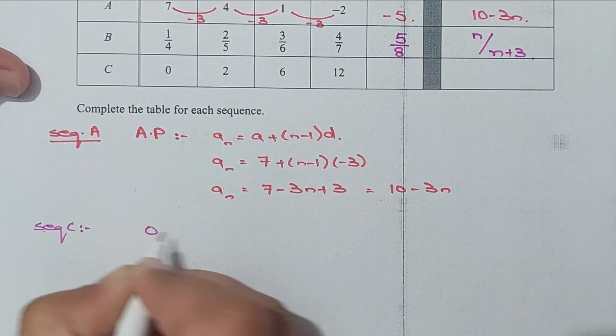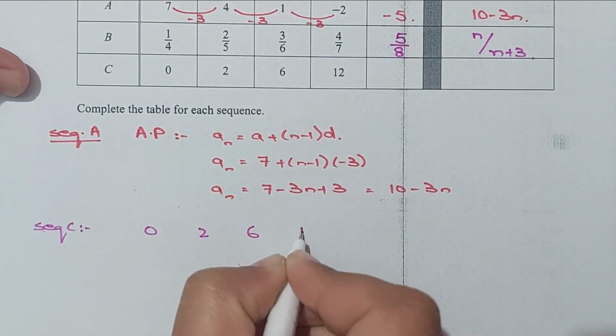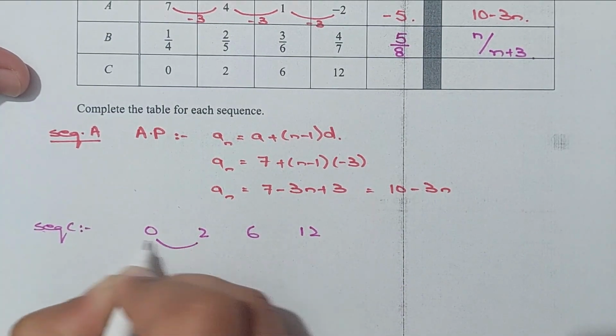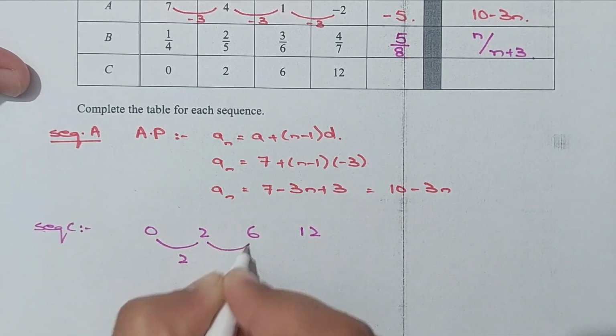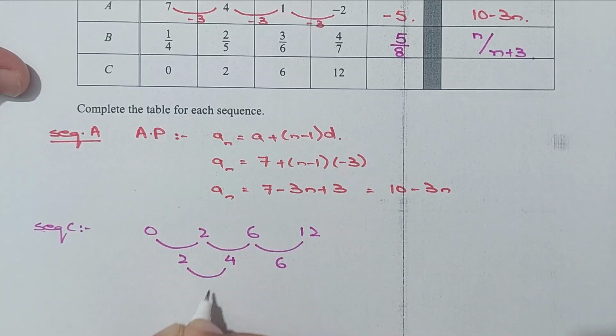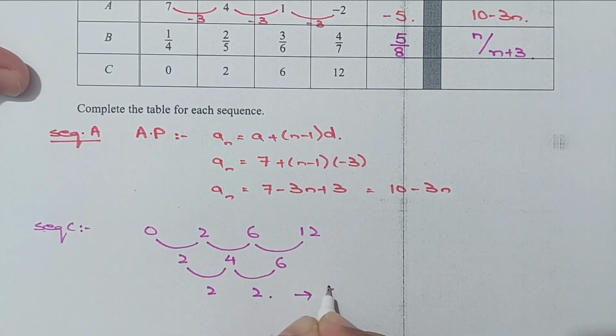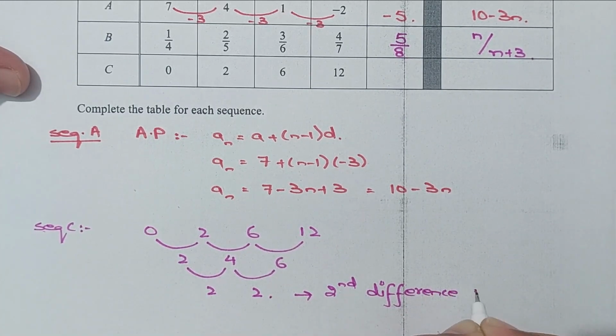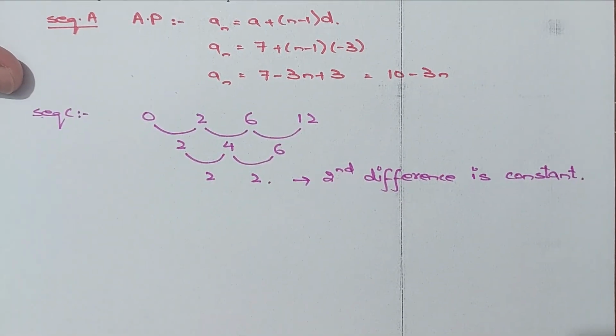Find out the difference between 0, 2, 6 and 12. The difference is 2. Here the difference is 4. And here the difference is 6. The second difference is 2. The second difference is 2. Since the second difference is constant, it means this is a quadratic sequence.